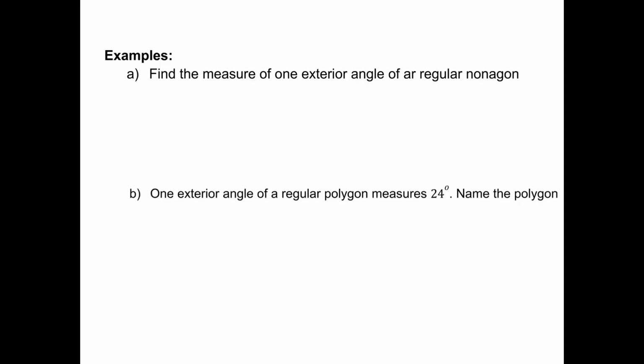Taking a look at some word problems: find the measure of one exterior angle of a regular nonagon. Well, it's regular, which means it's going to be split evenly. It's a nonagon, which means it has 9 sides. So if the 9 sides are splitting it regularly, the exterior angles are all going to be the same, and the exterior angles sum to 360. So I'm going to take the 360 and divide that by 9, so it's going to be 40 degrees.